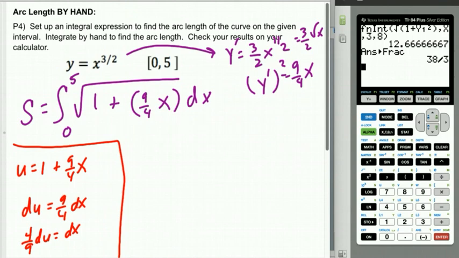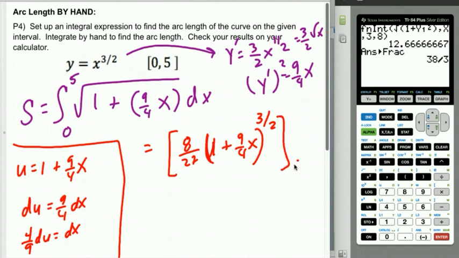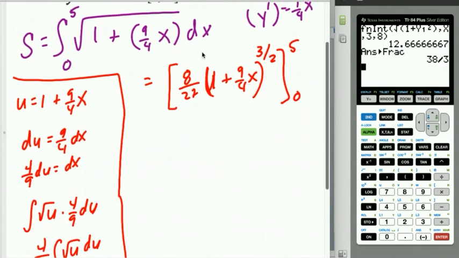So what's going to happen here is I'm going to get 8/27, sorry, it's not a u, 1 plus 9/4 x to the 3/2 evaluated from 0 to 5, right? So when we plug this in, super good times. I would probably yank the 8/27 out because there's no reason that I shouldn't do that, right? I yank that out, and when I plug in a 5, right?